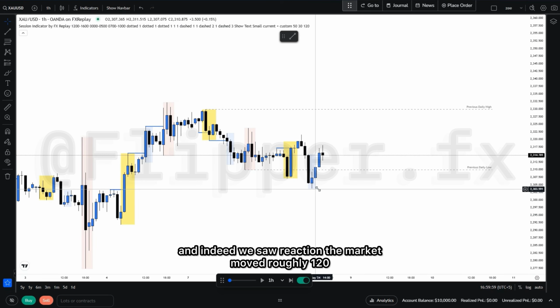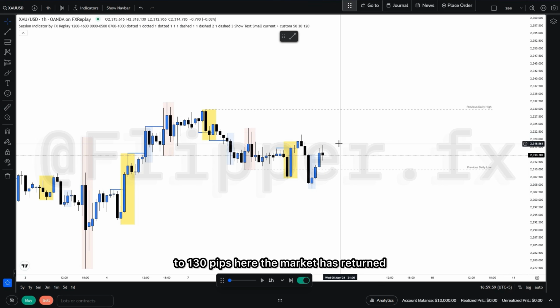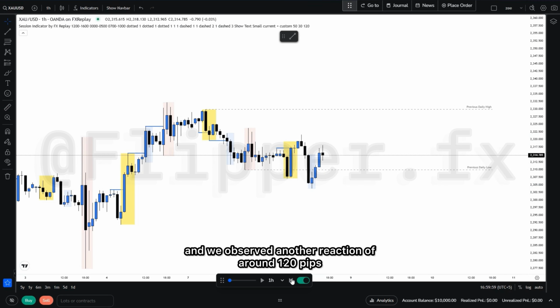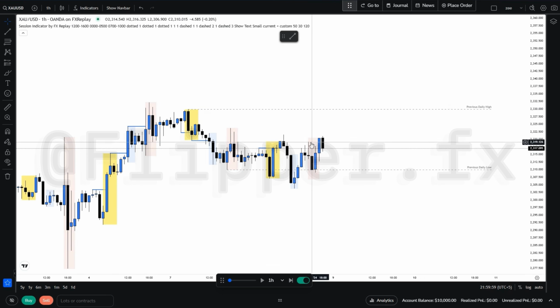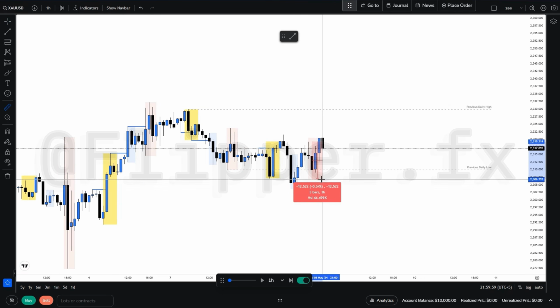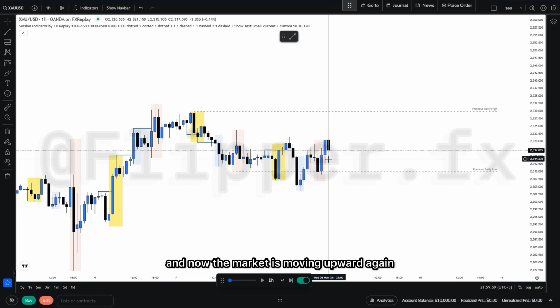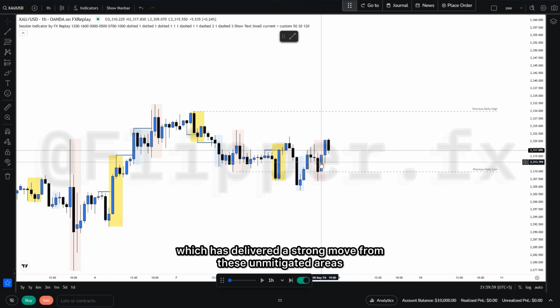The market moved roughly 120 to 130 pips here. The market has returned to our point of interest and we observed another reaction of around 120 pips. That's enough. We have seen the reaction and now the market is moving upward. Again, we can only follow today's bias, which has delivered a strong move from these unmitigated areas.